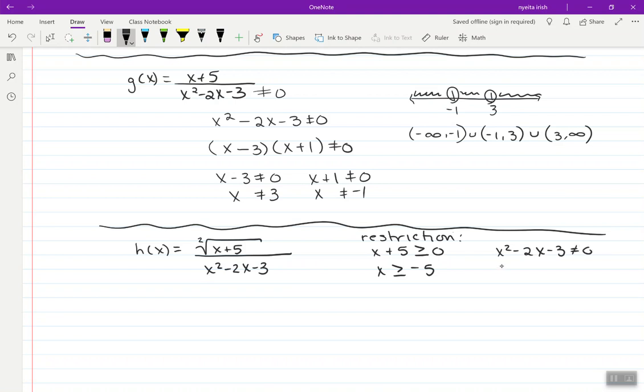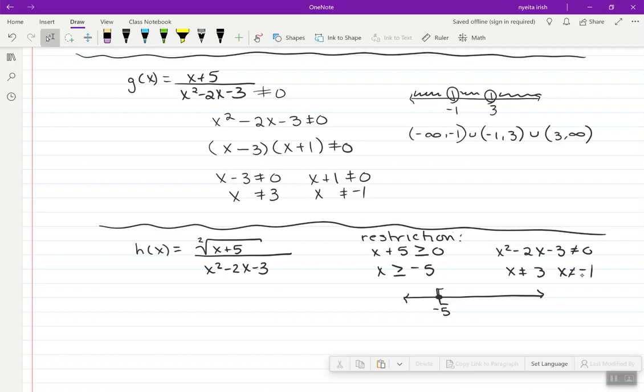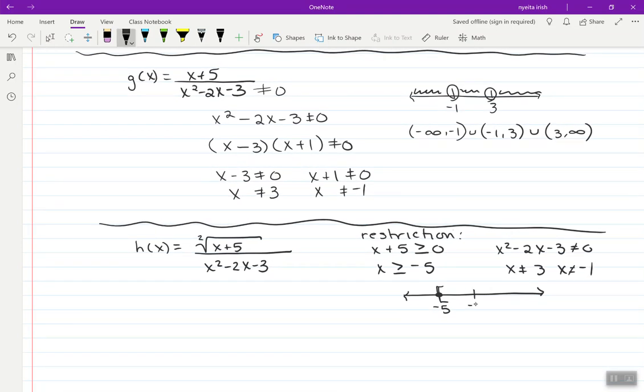Right, so then I go ahead and solve, factor like I did before, and I'll find that x can't be 3, x can't be negative 1. So putting these two restrictions together, x has to be a number bigger than or equal to -5. So a big solid dot there, or a bracket. It can't be the number -1 or 3. So here's -1. Here's 3. But it can be all the other numbers heading in that direction. So there's a space, there's a space, and then we got this final one coming out here to positive infinity.